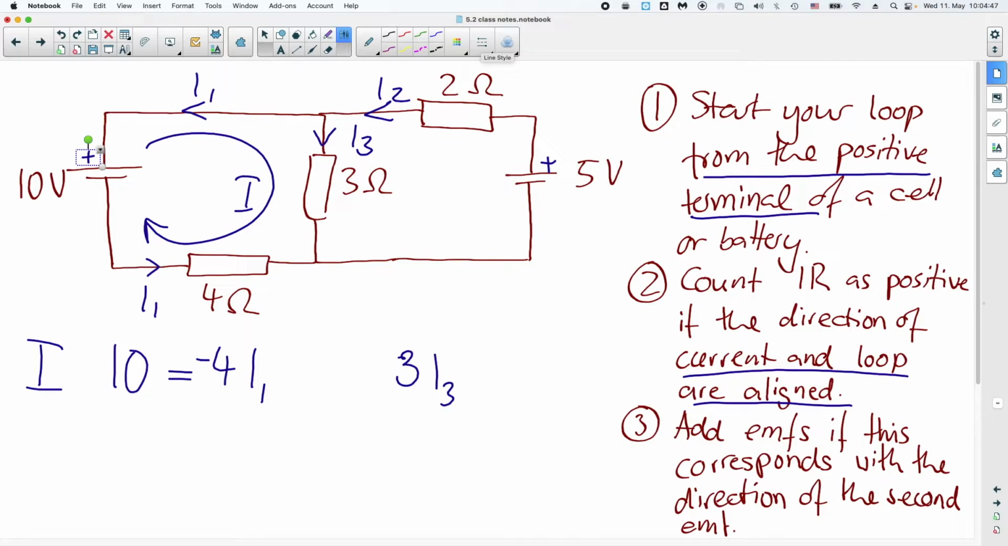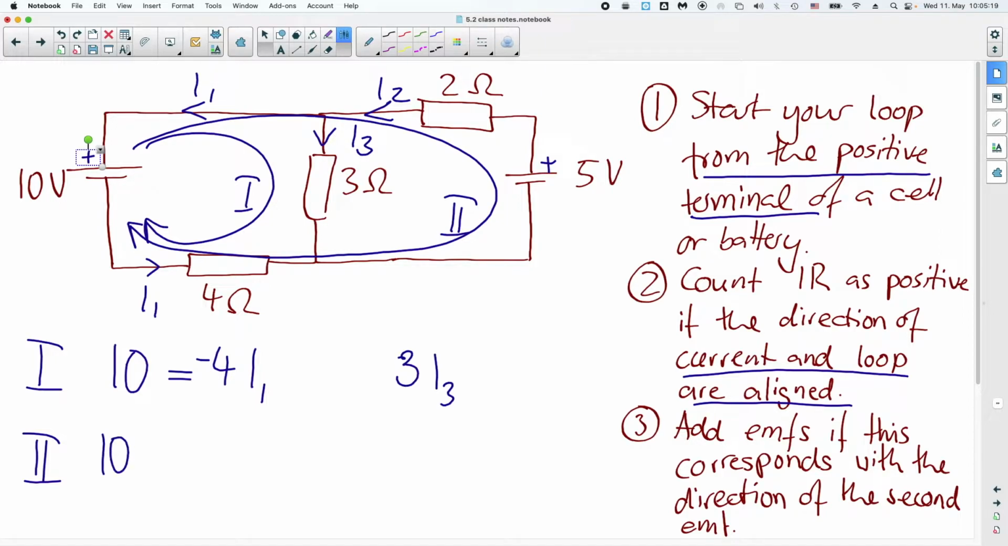For my second loop, I could just do this, but just for demonstration purposes, I'm going to do something different. I'm going to go around the loop like this. You can pick these large loops. There's no problem at all with that. Now, as we do that, and I'll call this Roman 2, I have, again, my 10 volts here, but if you look, there's a second source now in my loop, and I need to put the sum of the EMFs on the left.